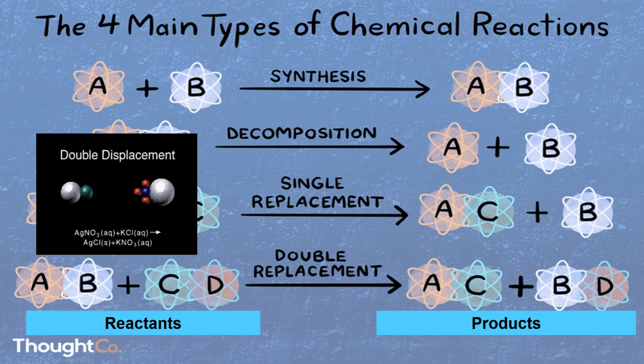Kagaya na lang ng compounds AB at CD. Nang sila ay nag-undergo ng chemical reaction, nagkapalitan sila at naging compound AC at BD. So, AB plus CD yields to AC and BD.